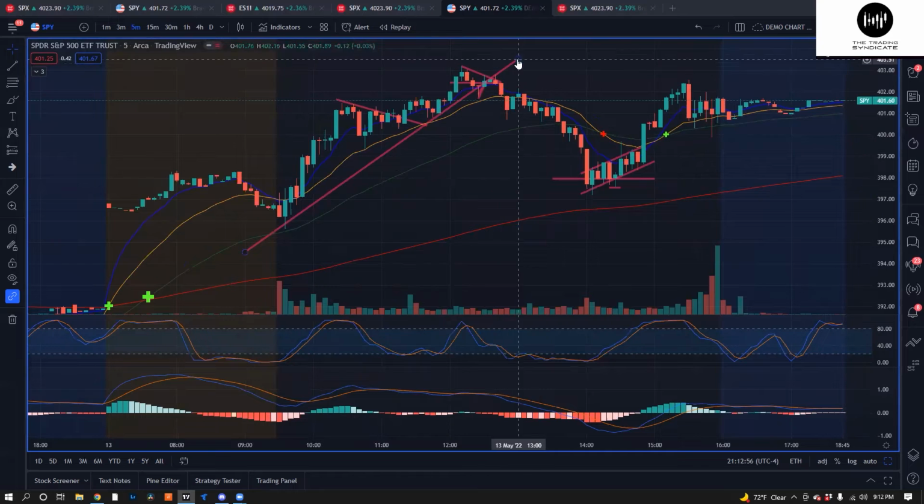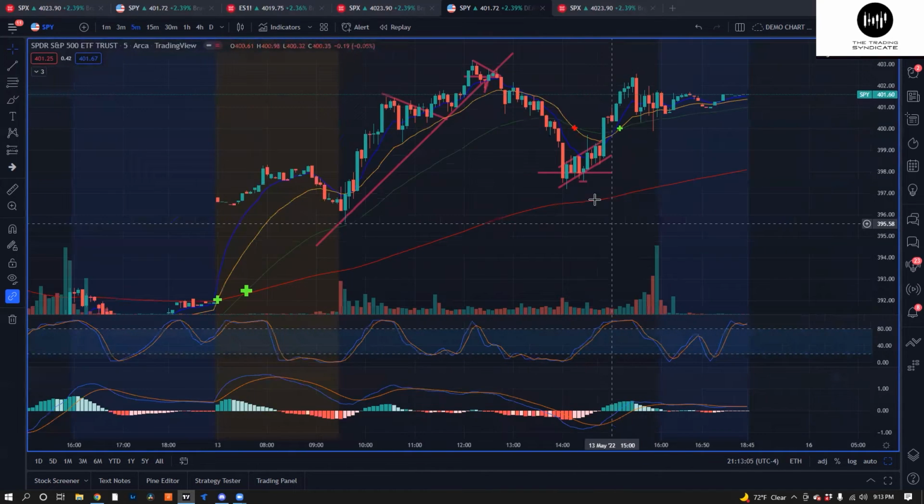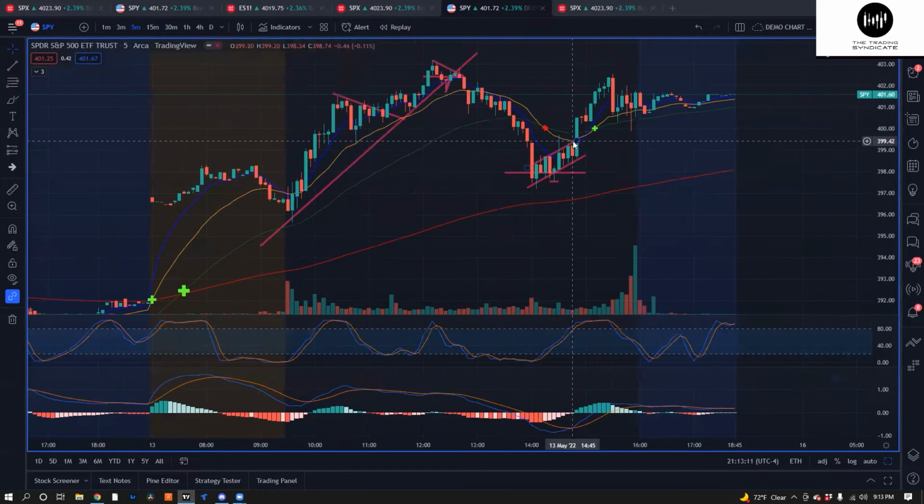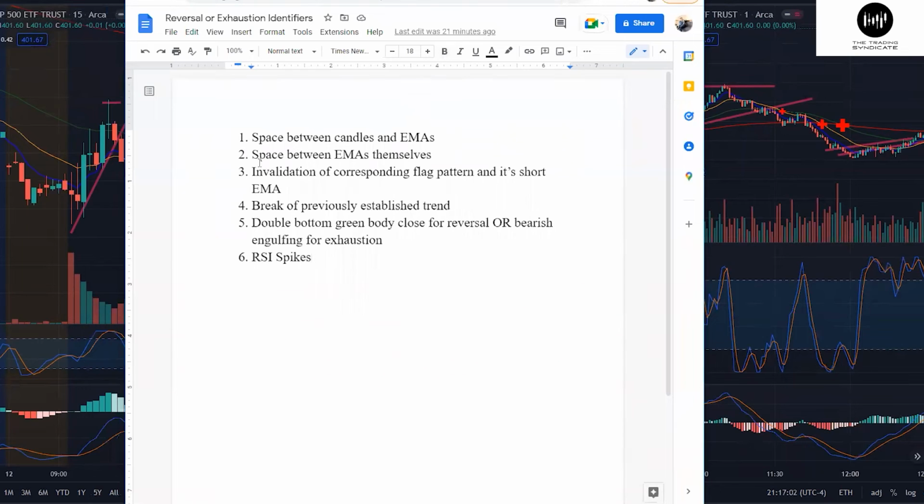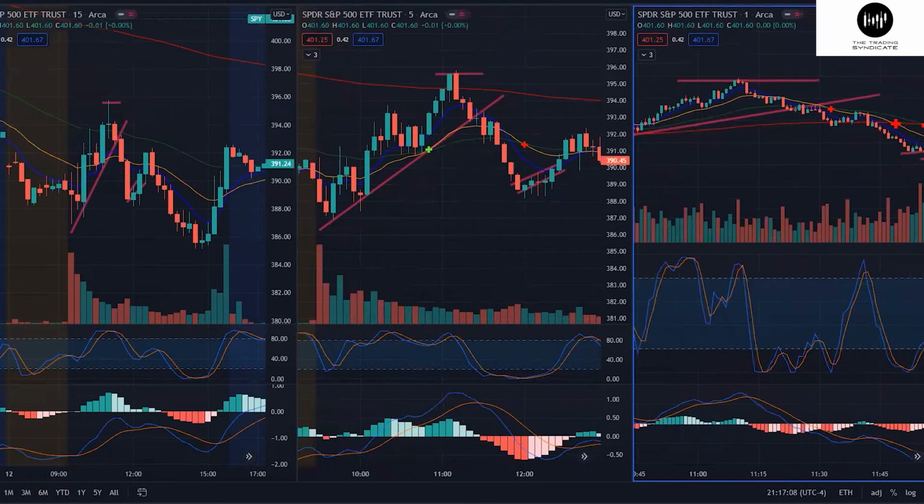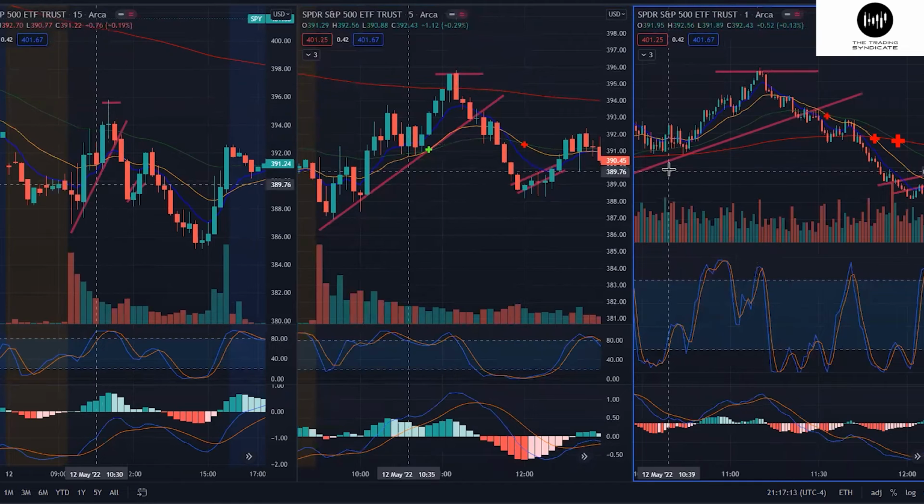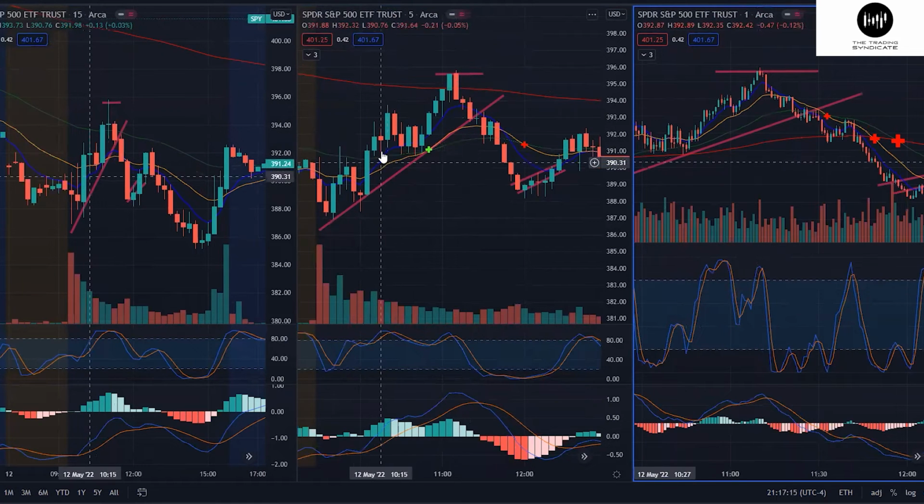And then now we see that the trend is broken after it prints a bearish engulfing on the RSI spike, and then vice versa on the reversal extension. You see the double bottoms, the space between the EMAs and the rejection of the pattern. Space between the candles and the EMAs themselves is going to be your first indication. So the furthest stretch on the pop is when it started to extend away from the EMAs. See, we're riding the EMAs, we're touching the EMAs.